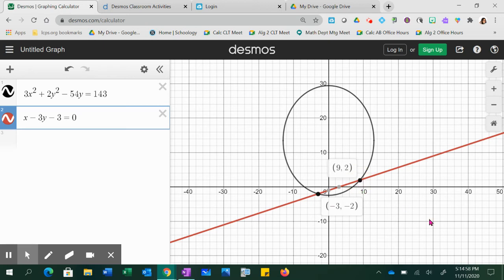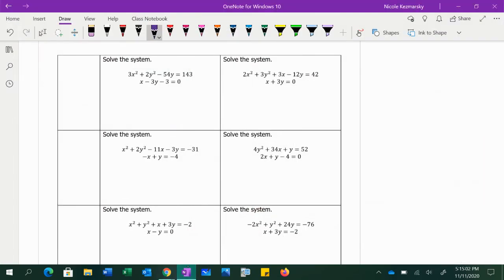So -3, -2, and 9, 2. And so those are our two solutions. So -3, -2, and 9, comma 2. Okay, and that's all you have to do. Type them in, look for the intersection points. So let's try another one.